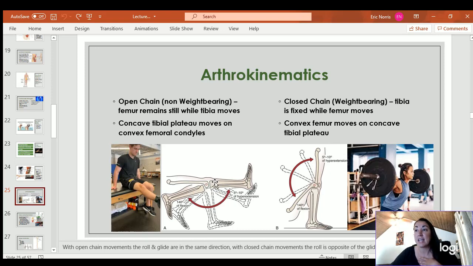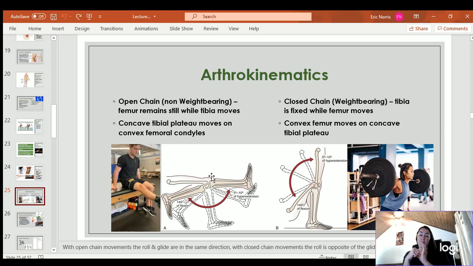This is a concave tibia. We'll see later that the meniscus is actually what makes it concave. The top of the tibia is pretty much flat, but the menisci are rounded up to make it a concave surface. So the concave tibial plateau moves on the convex femoral condyles. So you know, with a concave surface moving around, everything's in the same direction. The move of the long bone, the roll, and the glide.